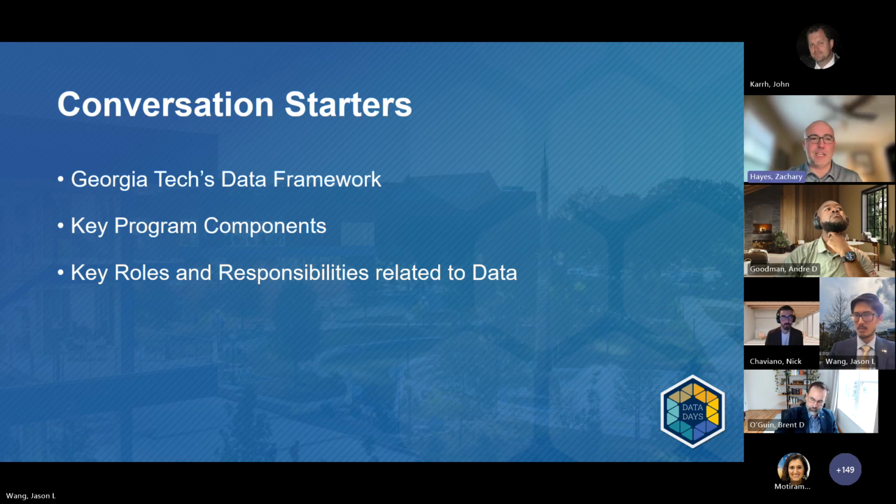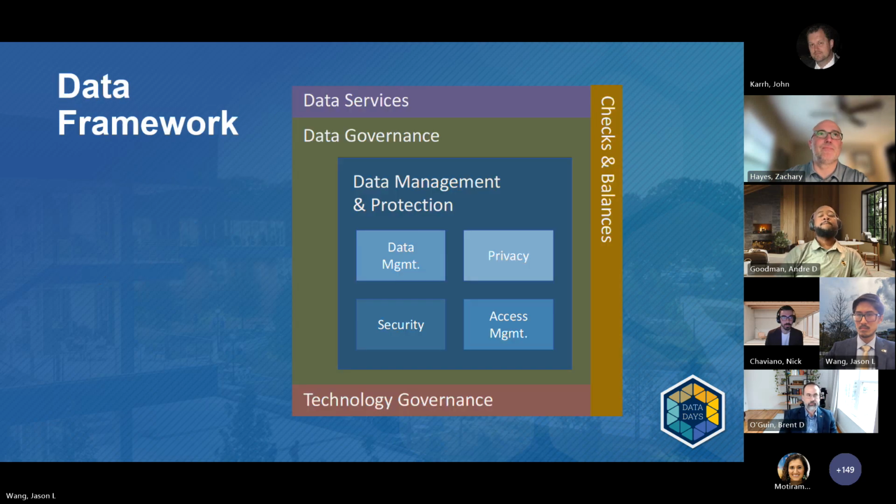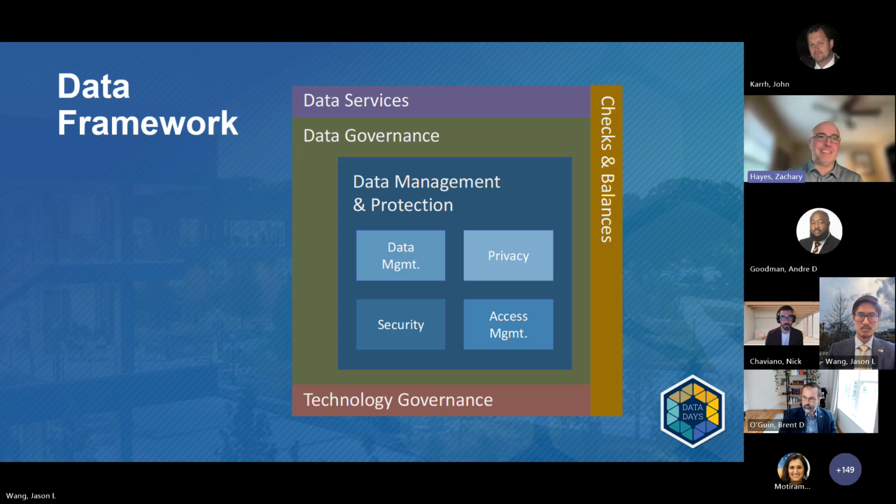What Georgia Tech's data framework is, what are some of our key program components, and what are some of the key roles and responsibilities as it relates to data. So at Tech, we've got a data framework that we work around. At the bottom here in the red, you see technology governance. This is really when folks buy what I call new toys, the new business applications, the new shiny thing that helps collect data, create data, et cetera. That's really our first layer of governance here when those business applications and data assets are brought in.